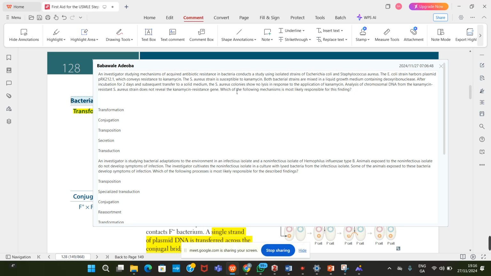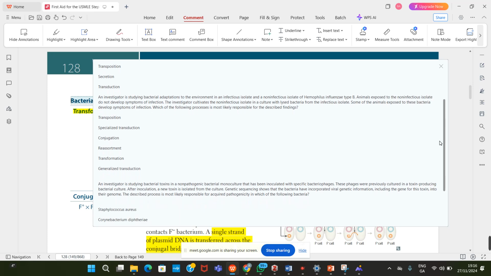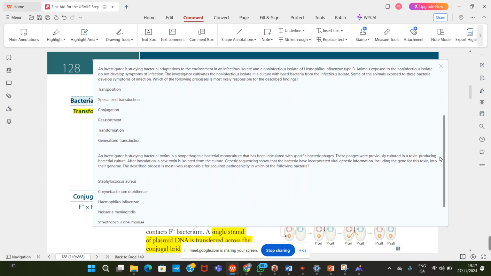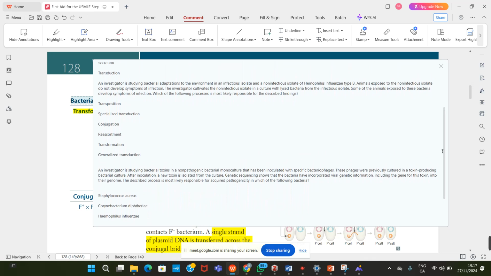So we still have to take our time to digest and understand that interaction, because the USMLE will twist it. That's it. So you have to understand. Understanding is the most important thing.